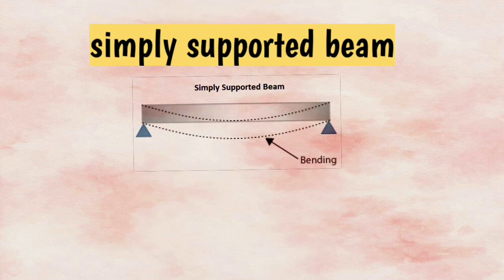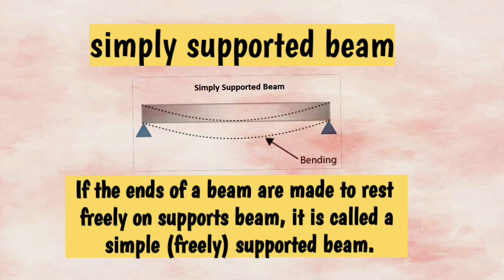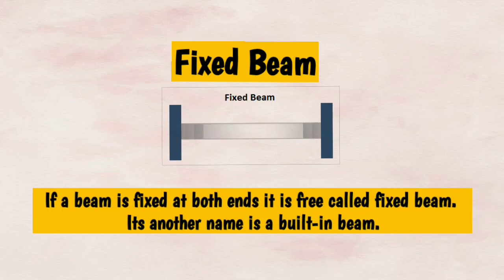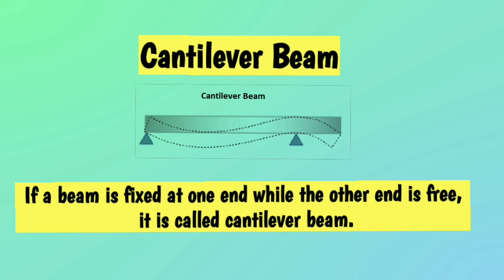Simply supported beam. If the ends of a beam are made to rest freely on supports, it is called a simple, freely supported beam. Fixed beam. If a beam is fixed at both ends, it is called a fixed beam. Its another name is a built-in beam. Cantilever beam. If a beam is fixed at one end while the other end is free, it is called cantilever beam.